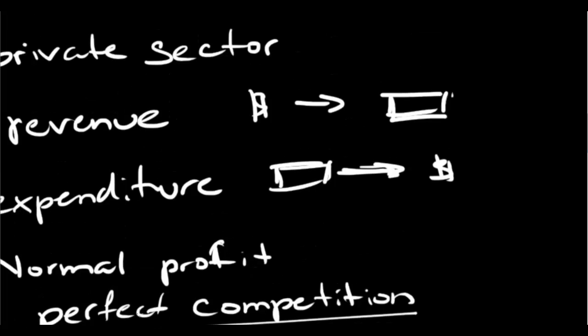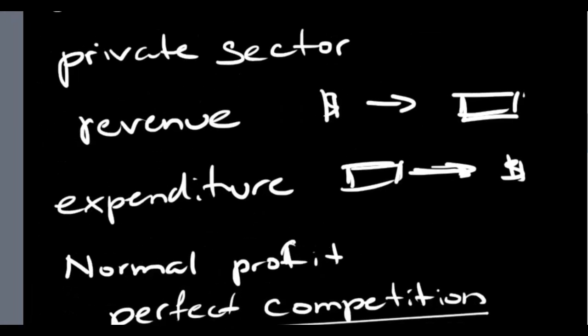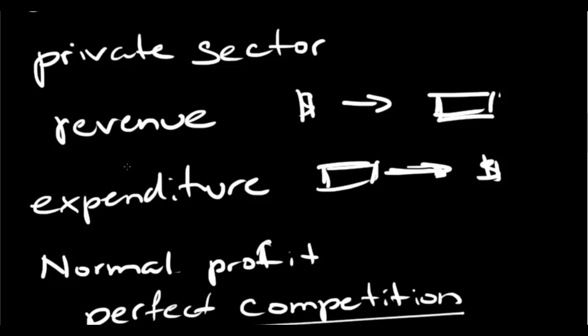So if we go back up here to normal profit and revenue and expenditure, once again, revenue is the money you make, your income, expenditure is the money you spend. Normal profit is when revenue equals expenditure.